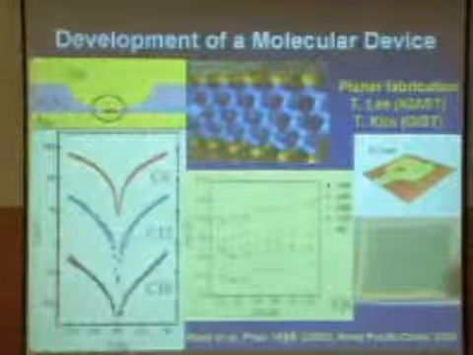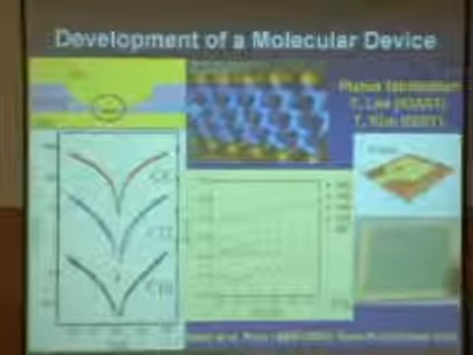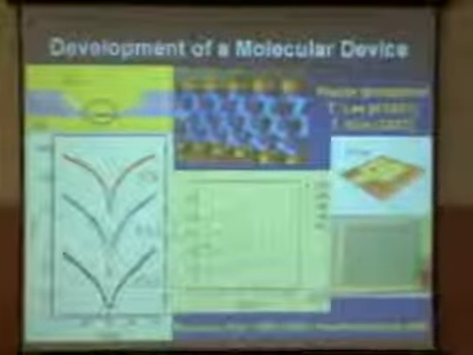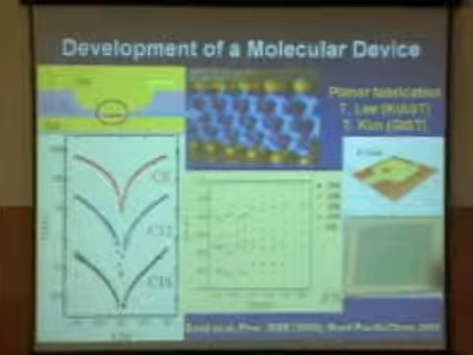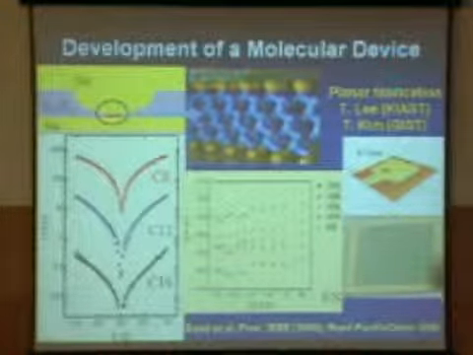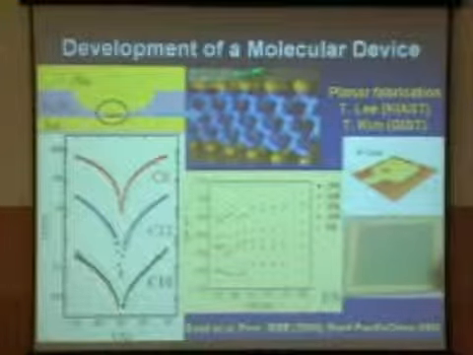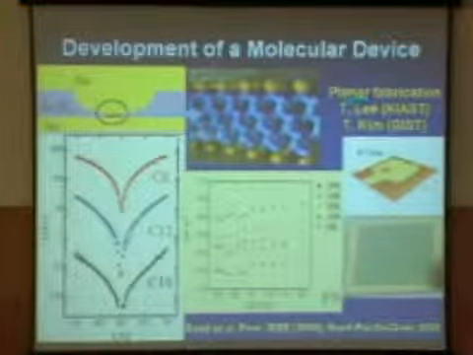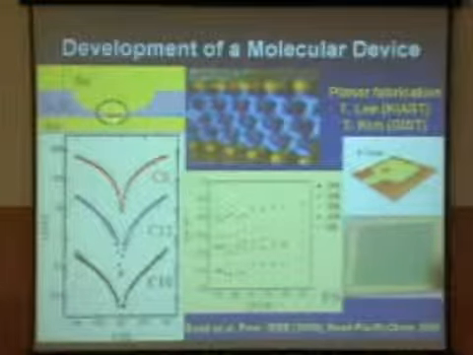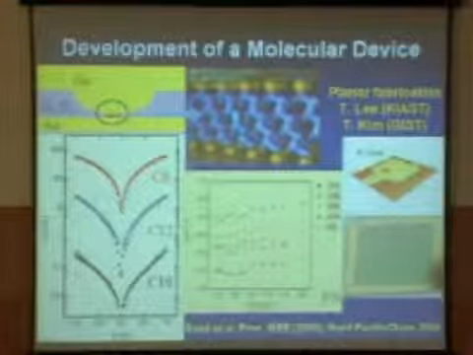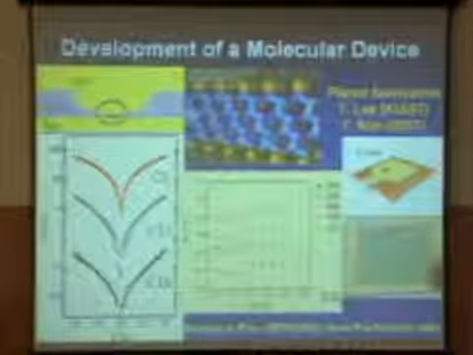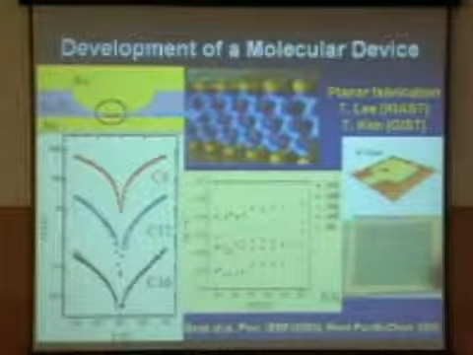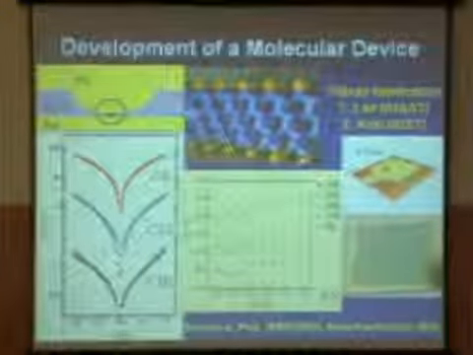But there is hope, because this result came out from Mark Reed's group, experimentalists, in 2005. Indeed, they have fabricated a molecular device, which we call planar fabrication. So you have these contacts, and this is the self-assembled monolayer, represented here. You can see the IV characteristics are fairly smooth, and if you look from 90K to 250K, it's fairly stable.